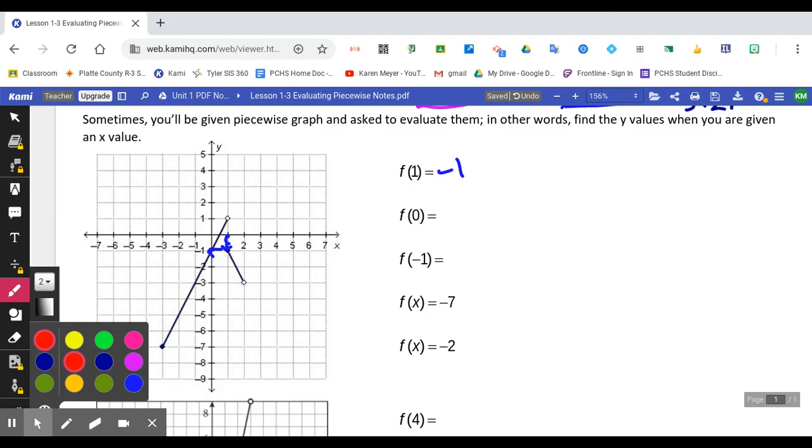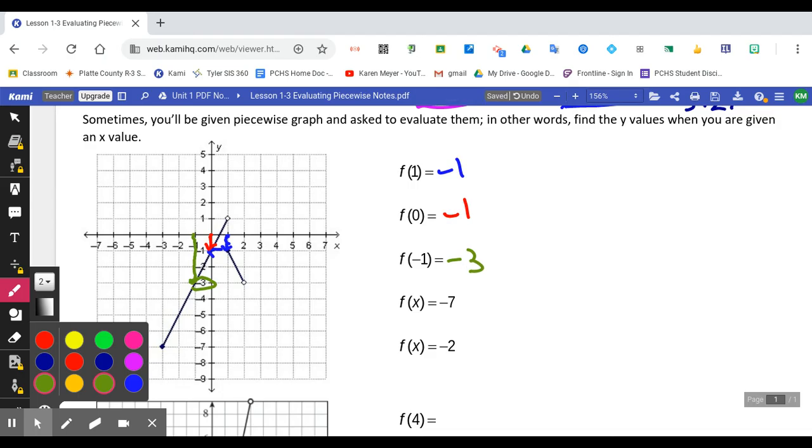F of 0. Well, 0 is right here in the middle. I'm going to follow it down until it hits my line. And that happens to also be right at the y number of negative 1. F of negative 1. We'll find negative 1 on the x-axis, follow that down till it hits my line, follow it across, and you're going to notice that's at negative 3.